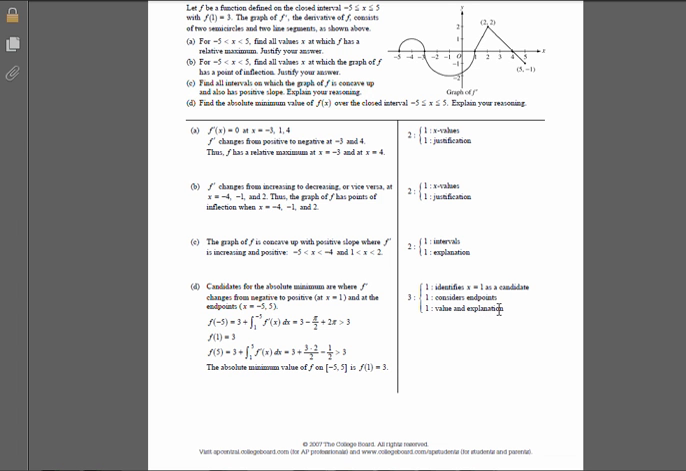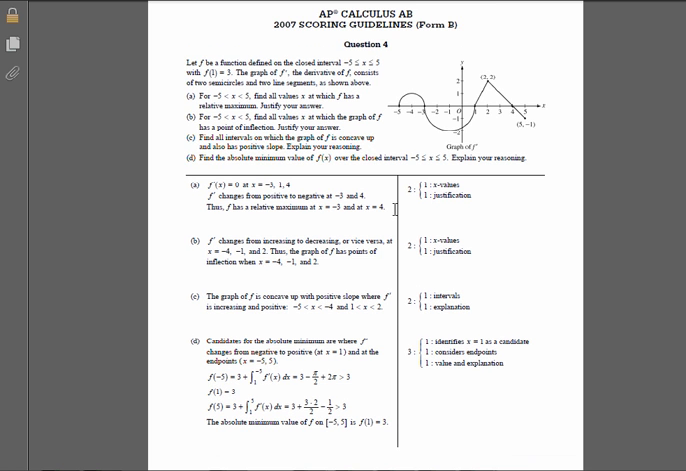Okay, on part D, you got a point for considering the endpoints. And we forgot to answer the question. Which one's the minimum? Because f of 1 is equal to 3. Now, notice that I know you guys want to go, but it says find the absolute minimum value of the function. Guess what? They don't want the x-coordinate, they want the y.